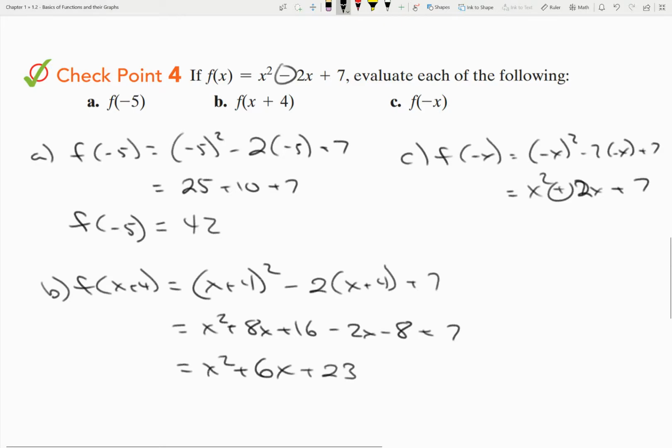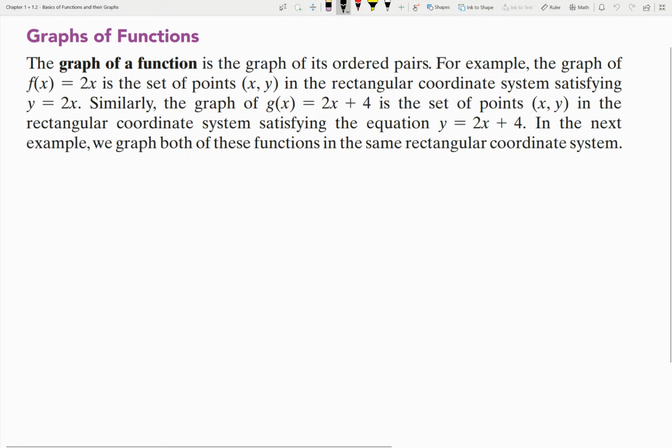Okay, so we're able to plug anything that we want into a function and evaluate that function either at a number or at a variable or another function, in fact. So let's talk about the graphs. The graph of a function is the graph of its ordered pairs. So for example, the graph of f of 2x is a set of points x, y in the Cartesian coordinate system that satisfies the equation. So we're just going to plug in numbers and get our answers and graph our answers.